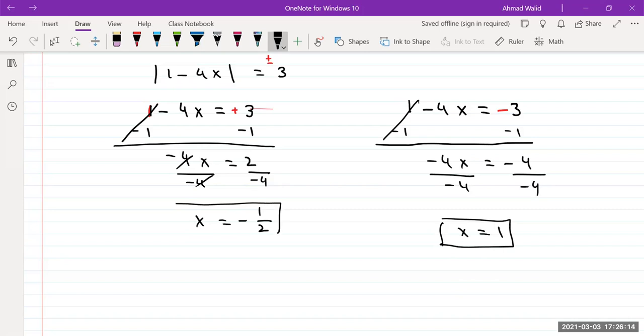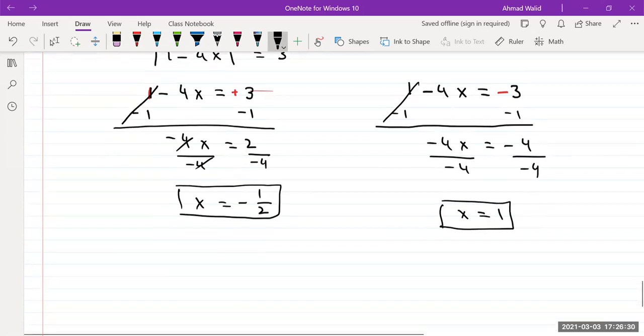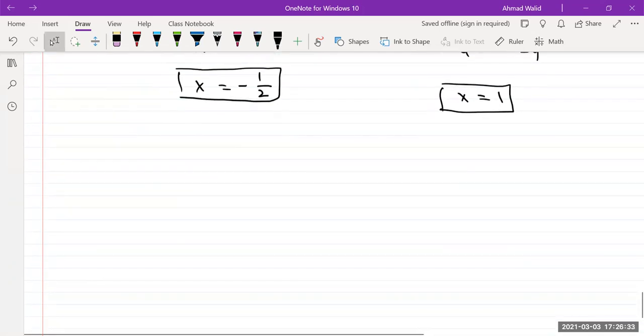Are they the answers of my equation? I don't know yet, I told you. One of the types of equations where you have to check your answer is absolute value equations. You have to check your answer and see which one is the answer and which one is not. Correct? What was the original problem?